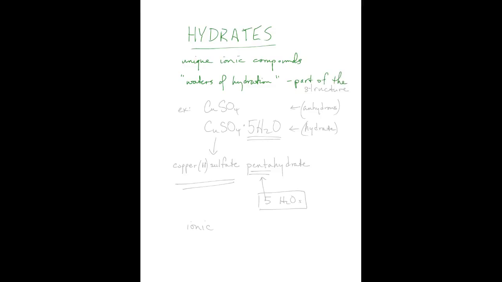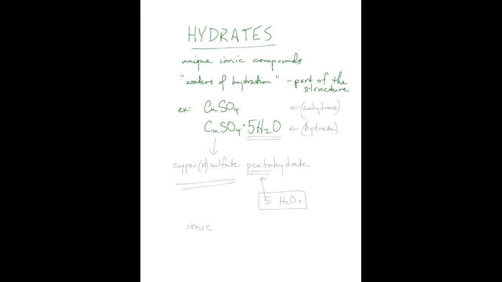They're actually part of the structure. There's a certain number of them, an integer number, that are bonded to the metal ion. So, as an example, we can have copper 2 sulfate, or we can have copper 2 sulfate pentahydrate.